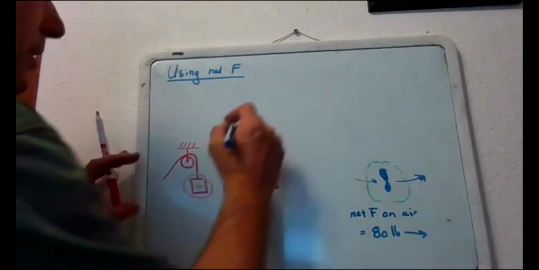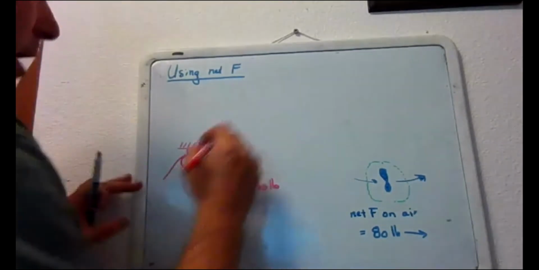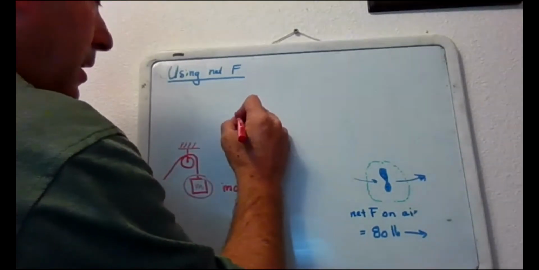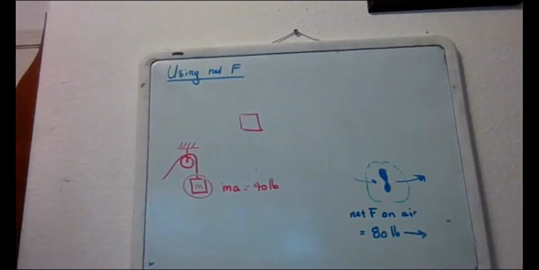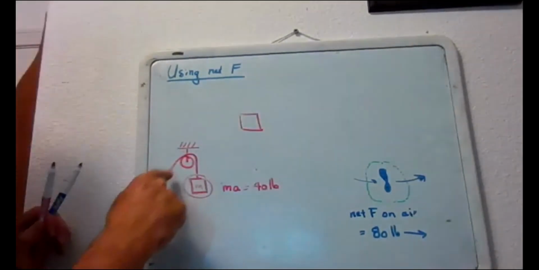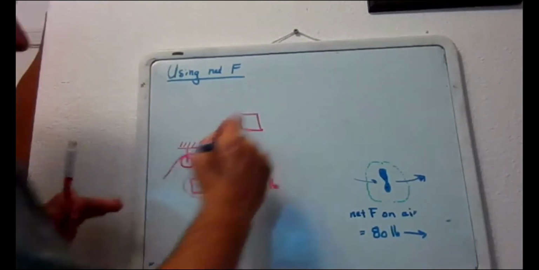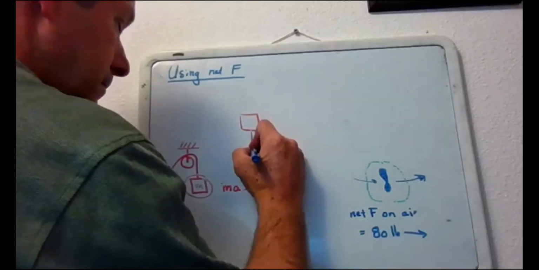So a quick reminder, in this case, if I took that object and did a free body diagram, it gives us all the forces on an object. So take a look at this mass here. What are the two forces? Well, there's weight down.